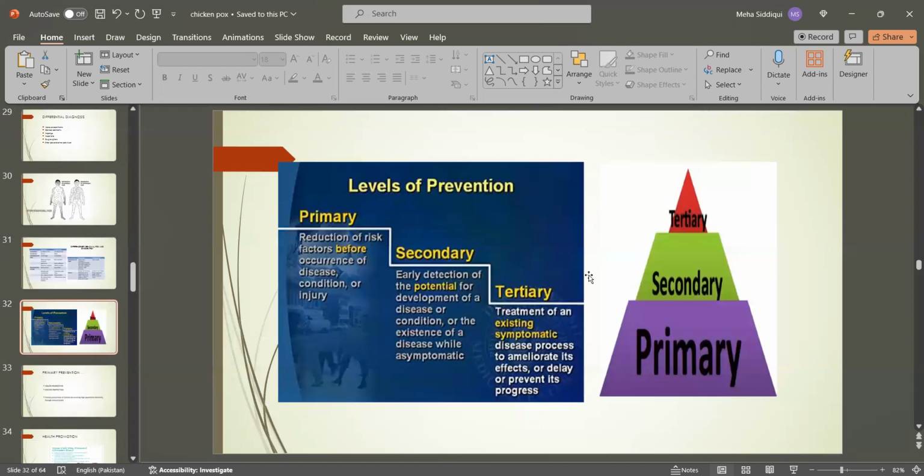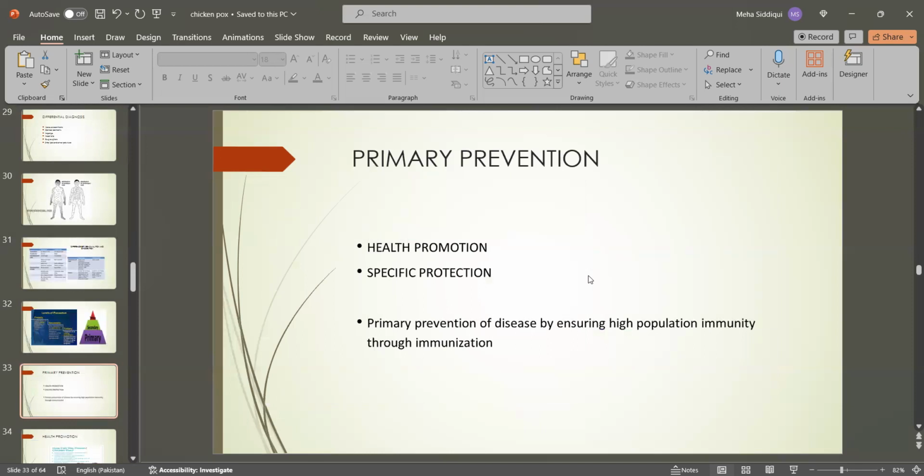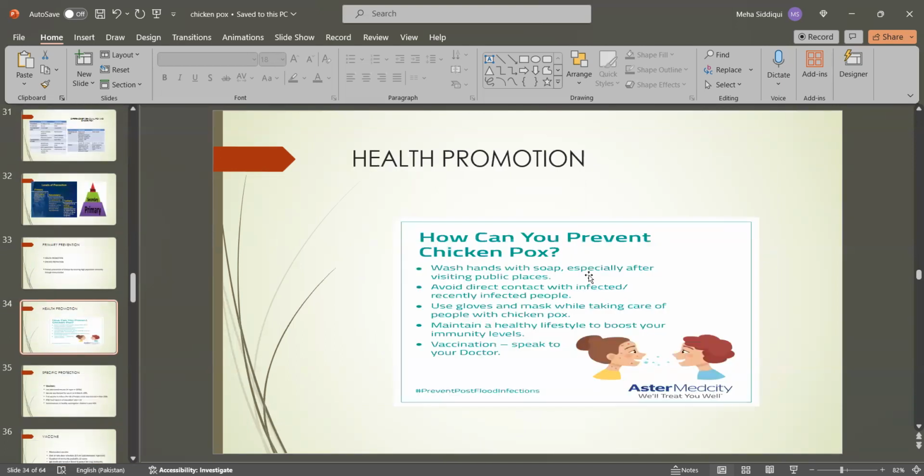Levels of prevention: primary, secondary, and tertiary. We are going to discuss each one by one. Primary prevention includes health promotion and specific protection, and it is done by ensuring high population immunity through immunization. Health promotion: washing hands with soap, especially after visiting public places, avoiding direct contact with recently infected people, using gloves and masks while taking care of people with chickenpox, and maintaining a healthy lifestyle to boost immunity levels.